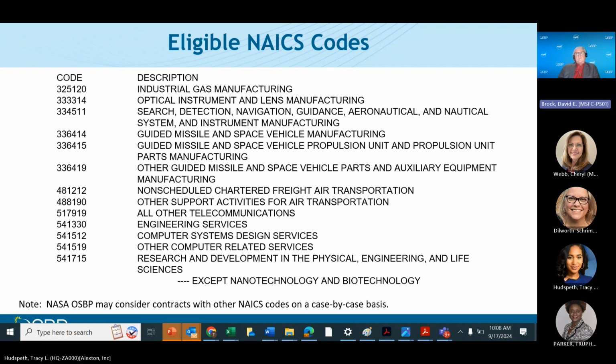Again, these are going to focus primarily on R&D, aerospace manufacturing, and IT. Again, that high-level IT support. Anything outside of these NAICS codes, not to say we won't consider others, but it would be on a case-by-case basis. Let's go to the next slide.